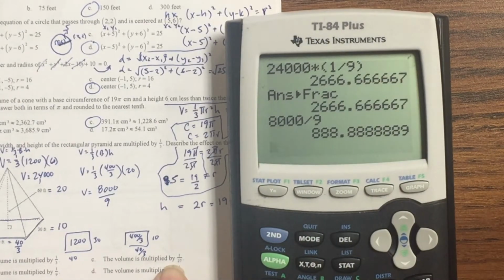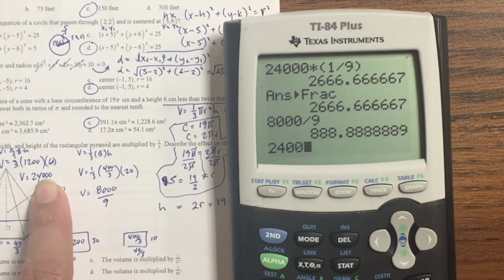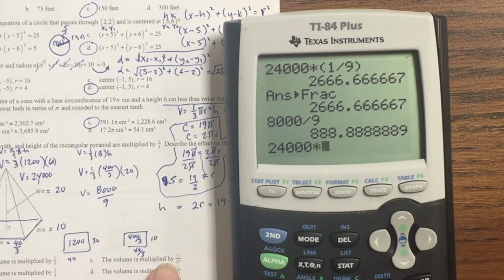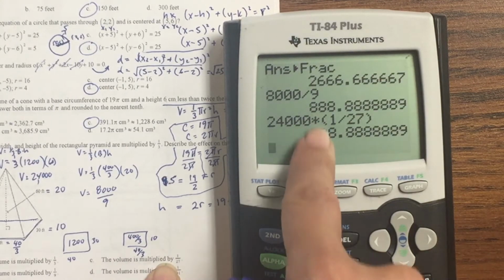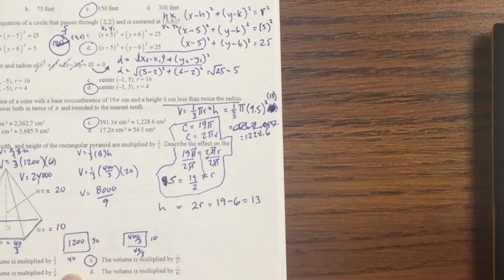The volume is multiplied by 1 over 27, so let's try that. The volume was 24,000 multiplied by 1 divided by 27. Oh, look, that's the same one, right? So that's what happens. So the volume is multiplied by that.